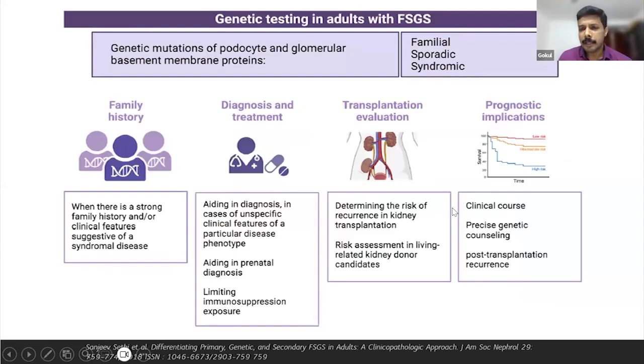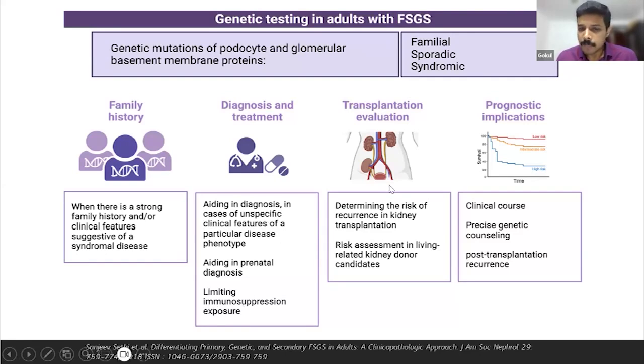So what are the implications of doing genetic testing in these patients? One is when there's a strong family history and clinical features suggestive of a syndromal disease, we have to go for it. And the main thing is that most of these genetic variants are not responsive to corticosteroids. So if you find that it is a genetic variant, we can limit the corticosteroid or immunosuppression exposure. So that should be our main aim.